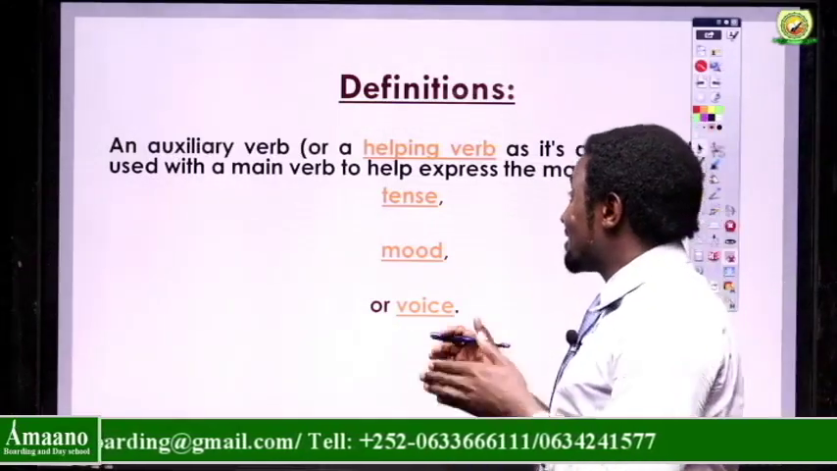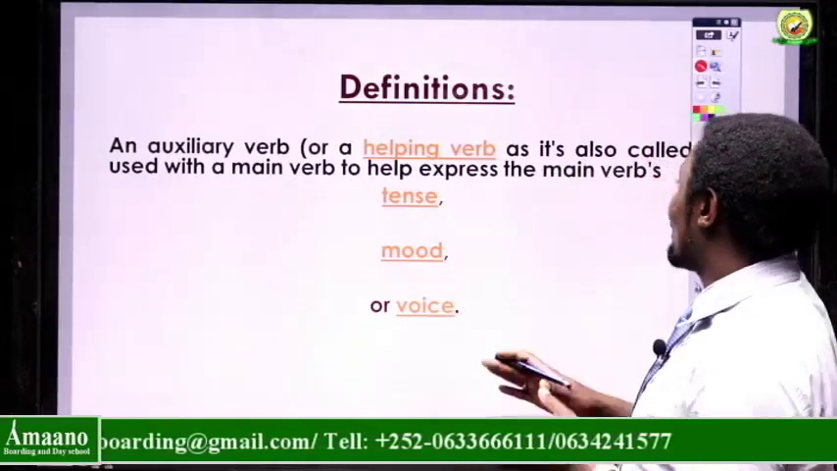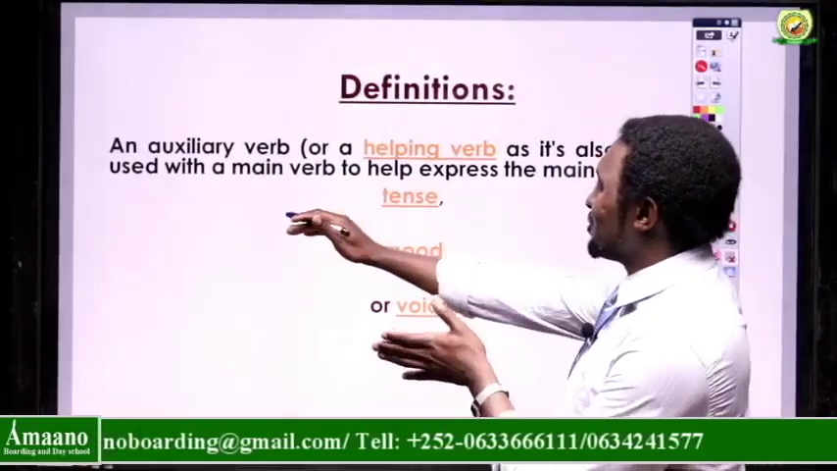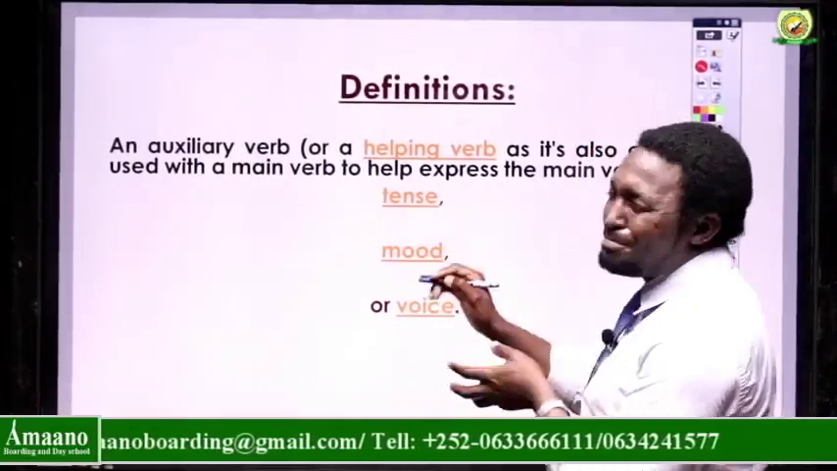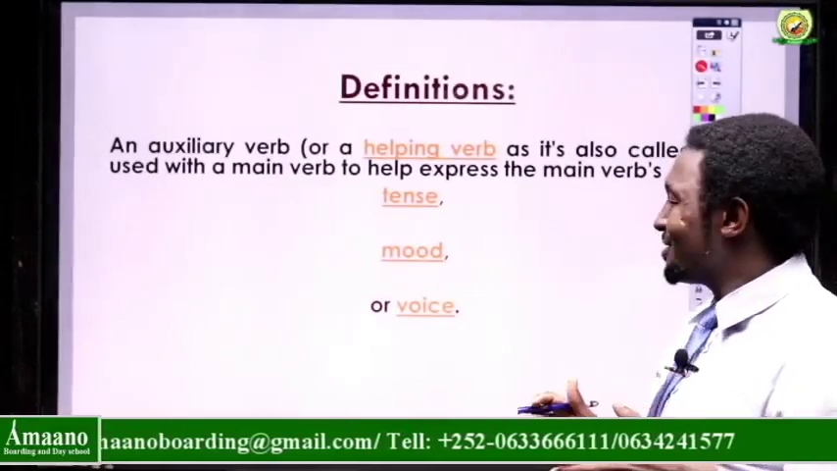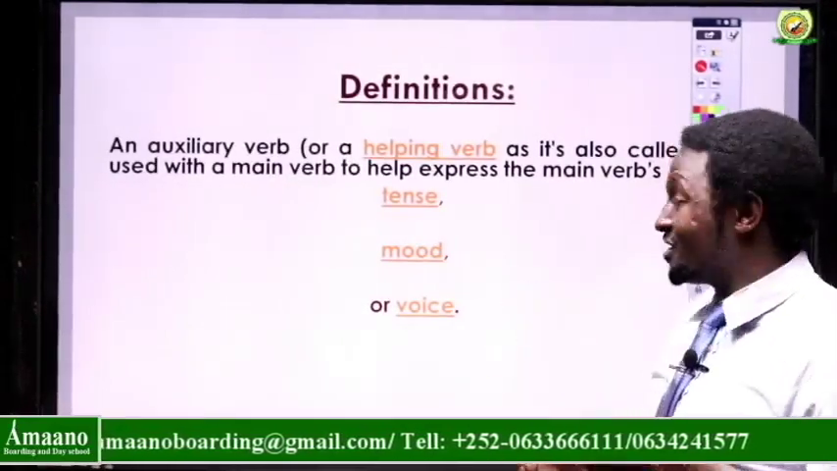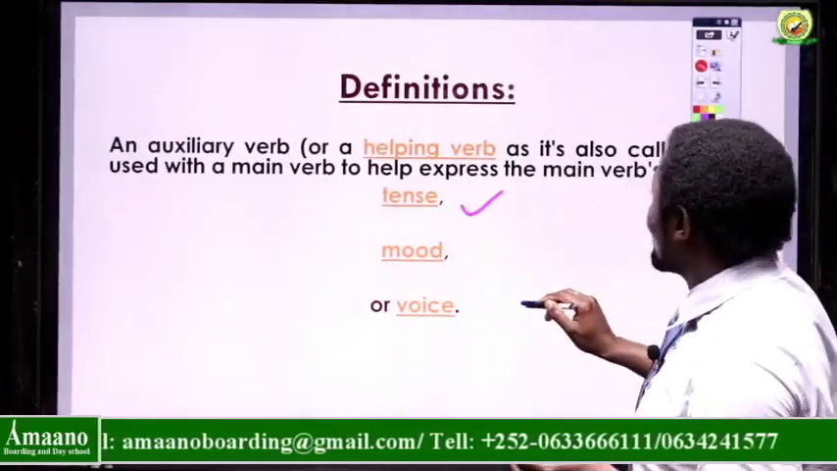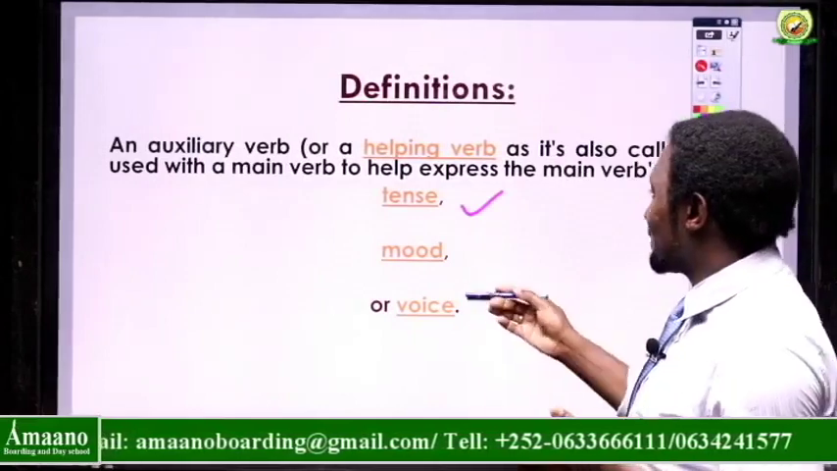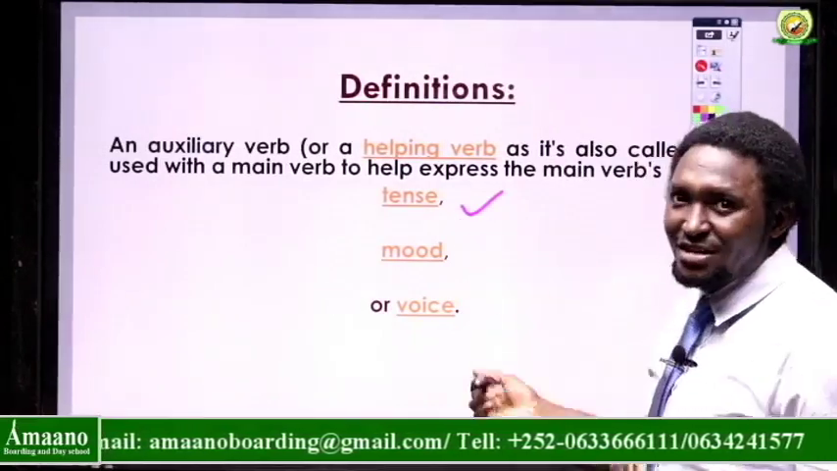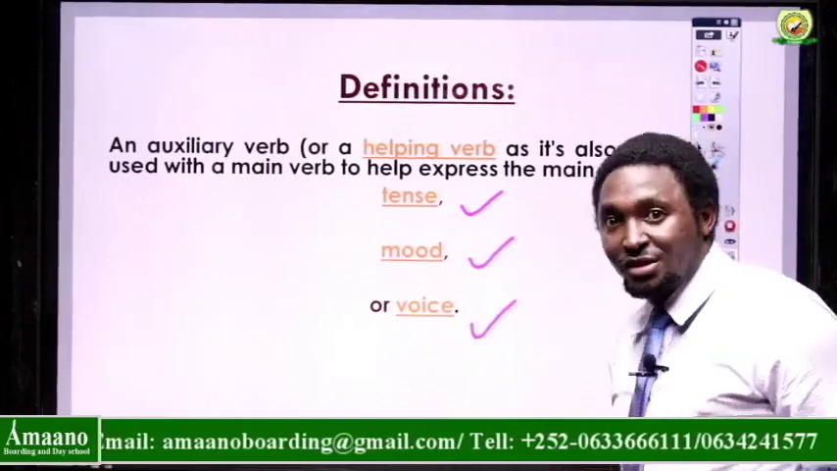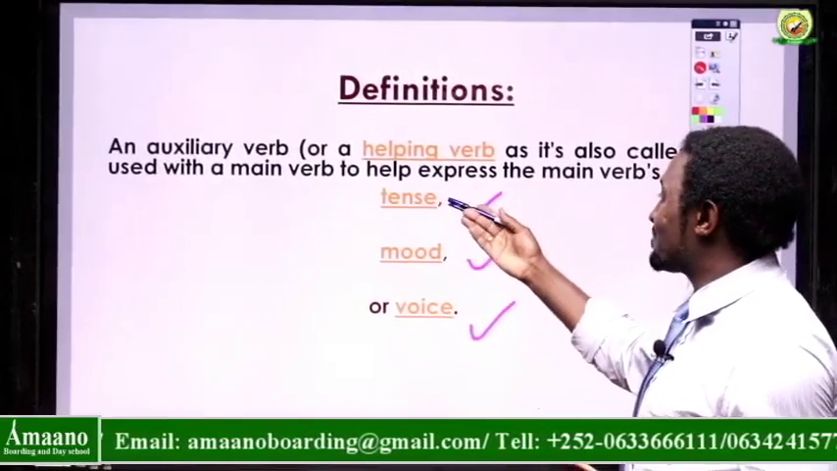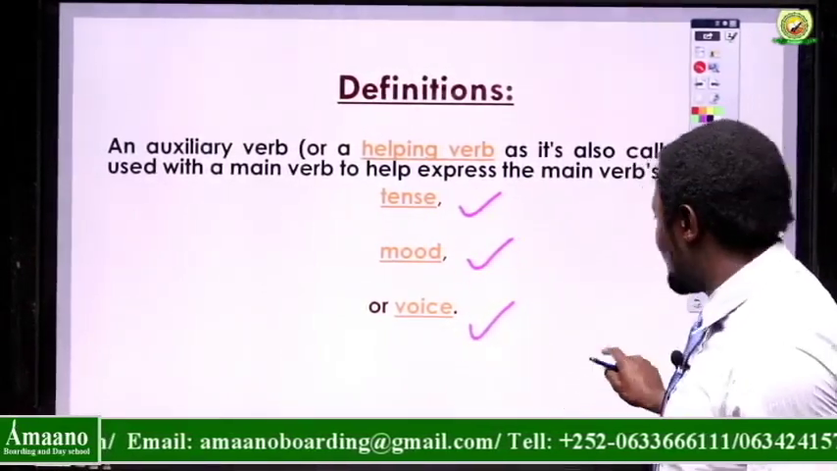So the auxiliary verb is used together with the main verb to help express the following. This is the main thing in this lesson: tense. It is the helping verb, or the auxiliary verb, which expresses tense in a sentence, mood and voice. We are going to learn now how auxiliary verbs are used to express tense, mood and voice.